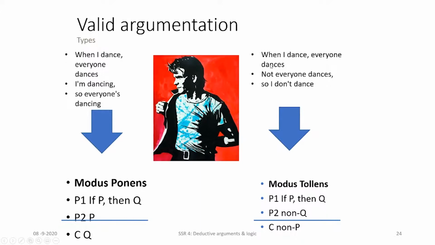And the counter side of what's implied by that conditional statement is when I dance, everyone dances. Not everyone dances, so I don't dance. Again, is a valid form of reasoning. If P then Q, not Q, then not P. For now, it's important that you recognize these forms.